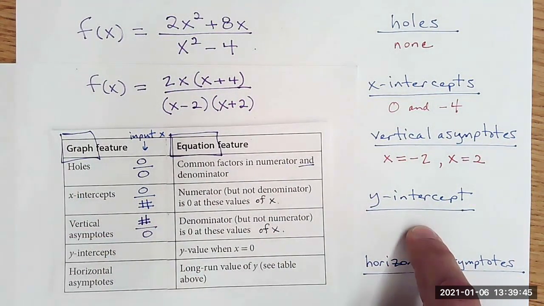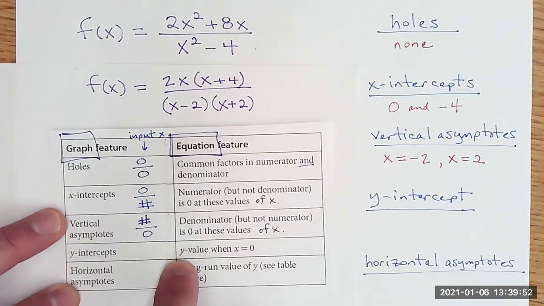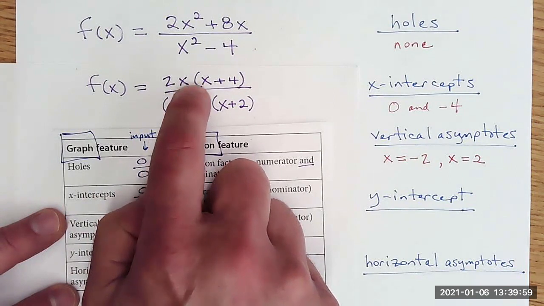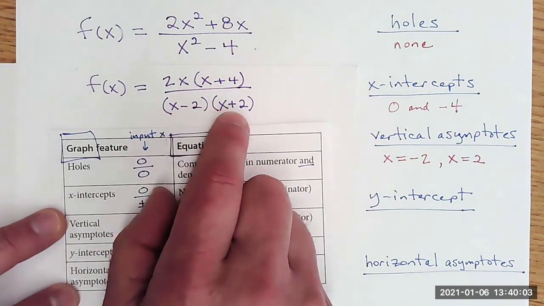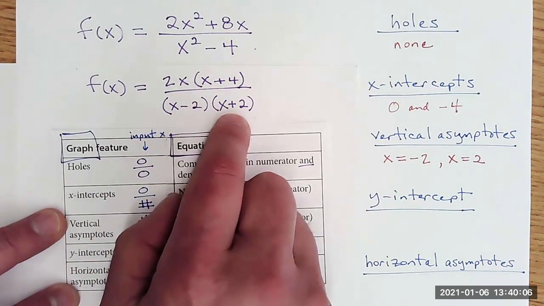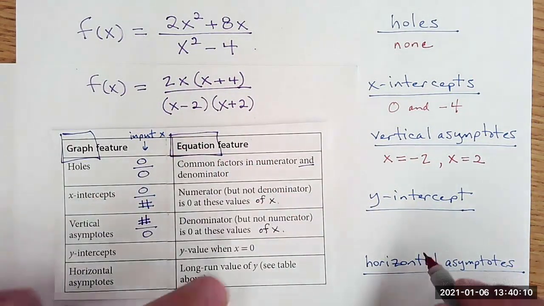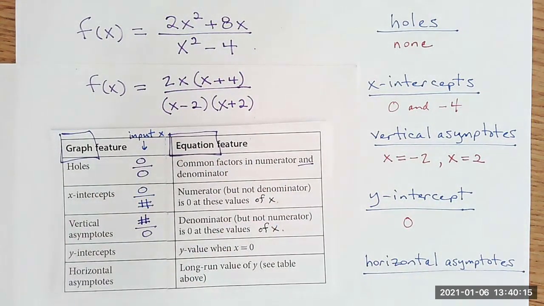The y-intercept. If I input a 0 for x, my output is going to be my y-intercept. Inputting 0, I get 2 times 0 times 4, which is 0, all over negative 2 times 2, but that doesn't really matter because the numerator is 0. My y-intercept is 0, because if I input a 0 for x, I have an output of 0.